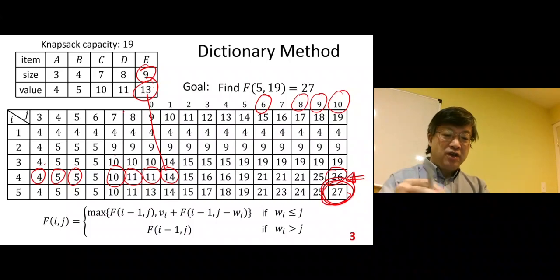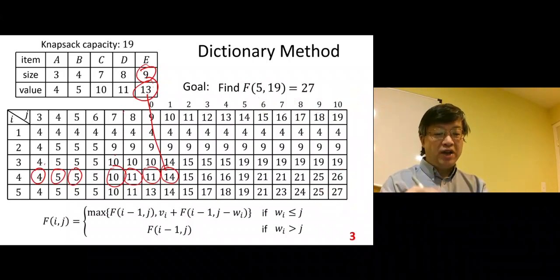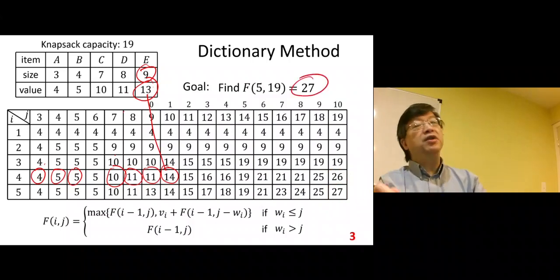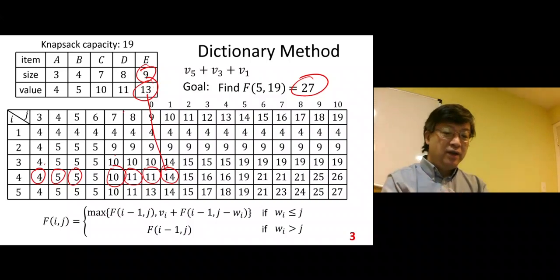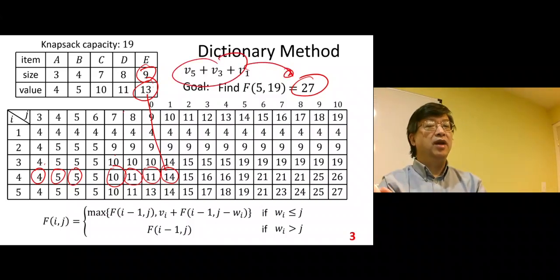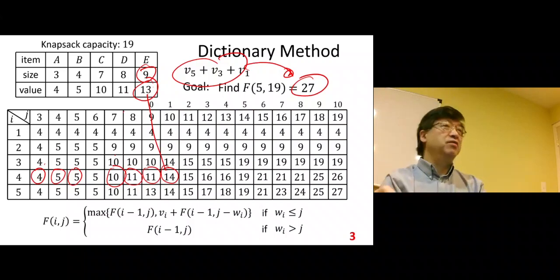All right, that final answer is the best solution. Okay, now we can say nobody can beat this 27. It is optimal. Okay, and we use these 3 items to get 27. Okay, so we complete the solution.